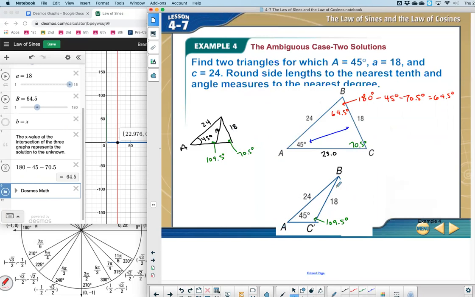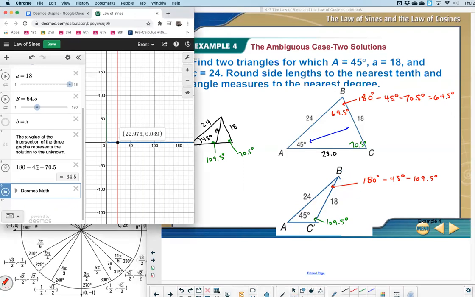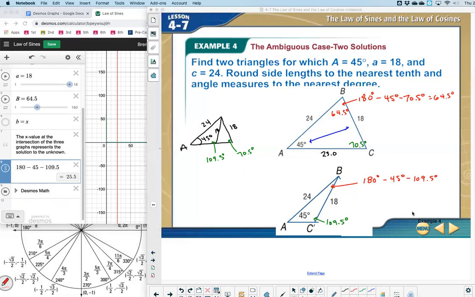So now I'll ask the question, how would I find out what angle B is? Every triangle, Adriel, has how many degrees? Every triangle has how many total degrees? 180. 180, there it is. So I take my 180, I subtract my 45, and I subtract this 109.5. I'm struggling with the 100s here. 109.5. So I type that in my calculator. Let's see what we end up with. I get 25.5 degrees.